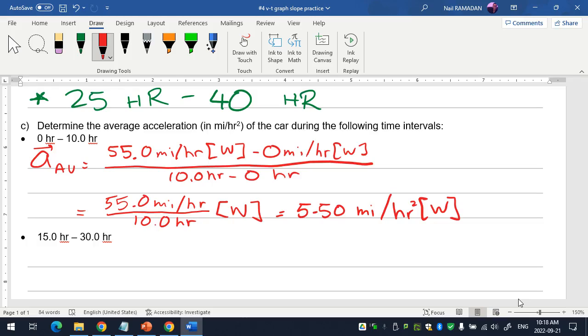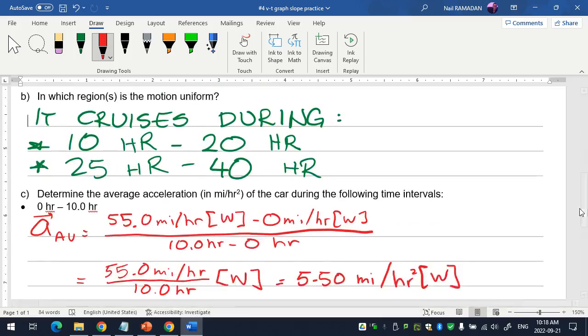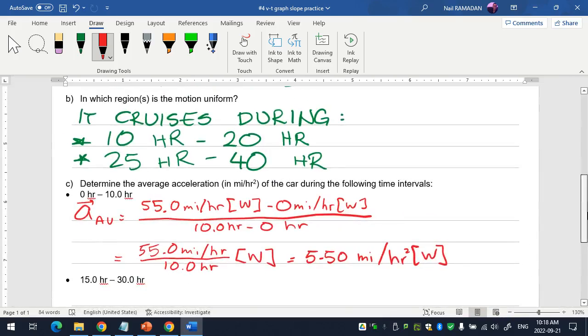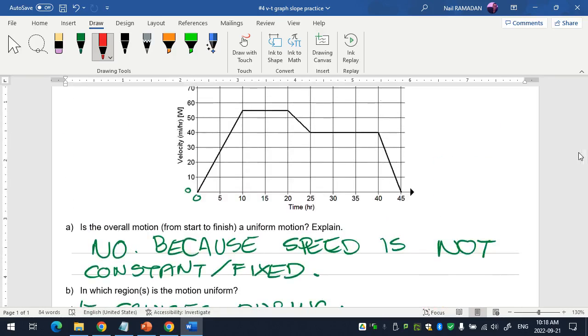Okay. How about 15 hours to 30 hours? 15 hours to 30 hours. So from here to here. Okay, everyone, I have a question for you. Listen up. Acceleration. Is it a vector or scalar, by definition?